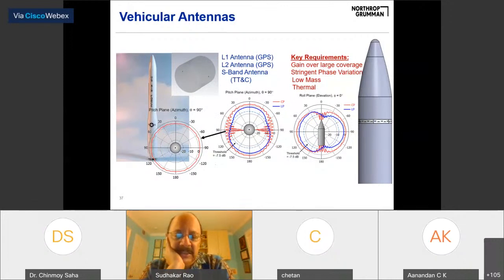But the problem is the earlier designs, which were used on Minuteman, won't meet the phase variation spec. It used to be 20 degrees per degree phase variation, but now they want less than 2 degrees. So that's almost 10 times more stringent. So we don't have a design right now. I think we are developing an antenna design meeting those requirements, which is in progress.